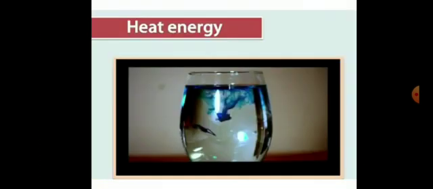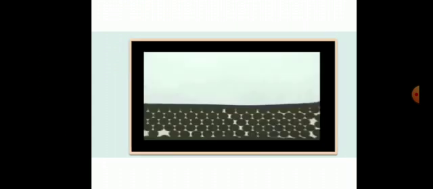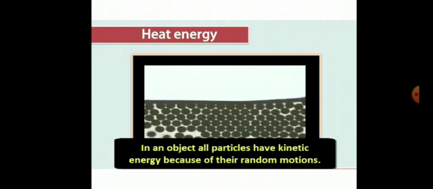If a drop of ink is poured into warm water, what will happen? After few seconds, the ink gets mixed homogeneously in water. Children, you all know that atoms are in random motion. So due to motion, they all possess kinetic energy. They will hit one another, and they will also hit the walls of the container.